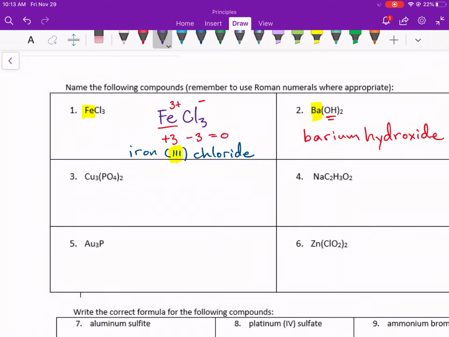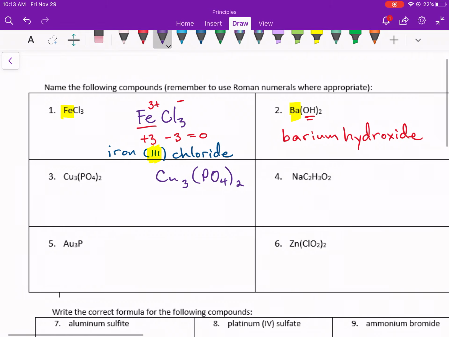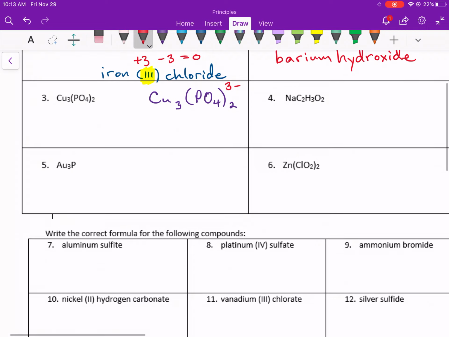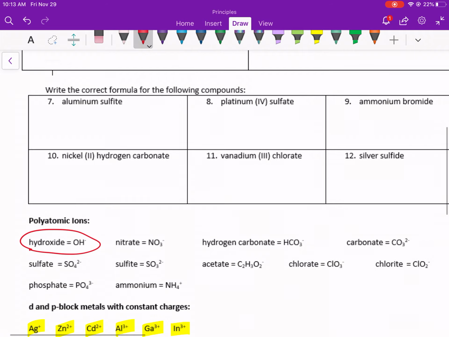So if I have copper, and I have 3 of them, and phosphate, and I have 2 of them, is copper a transition metal? Yes, it is. So we're going to have to include a Roman numeral because it's a transition metal and it's not a part of that staircase, so we're going to have to include the charge. We have to know the charge on phosphate. We have to remember that's -3. Okay, or we don't have to remember it. We can look it up, right? It's right there on the page.